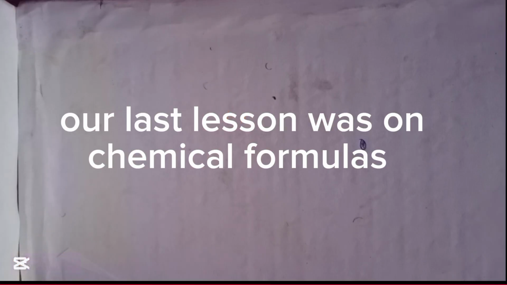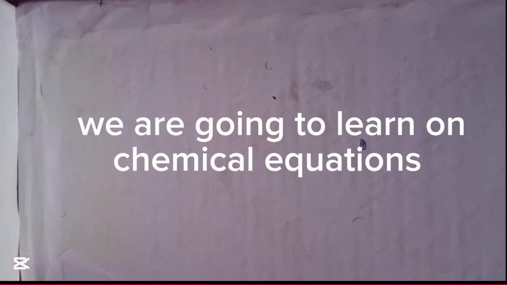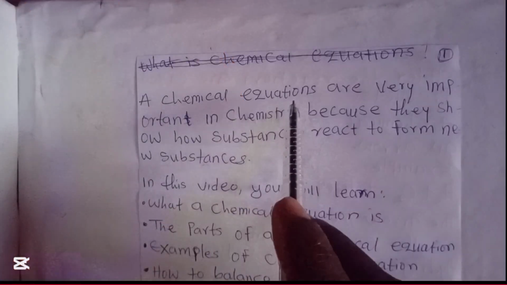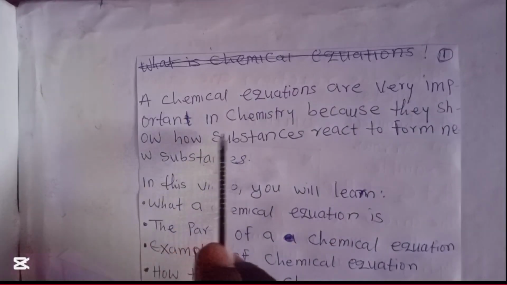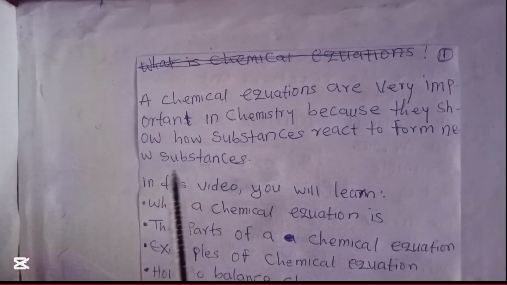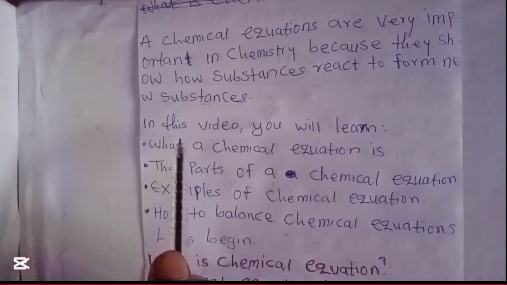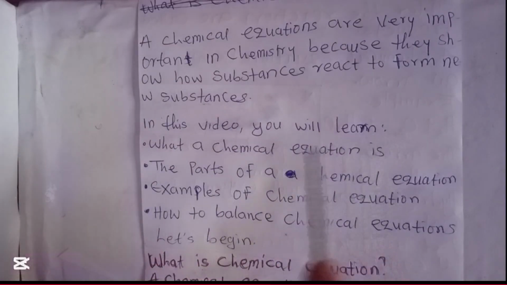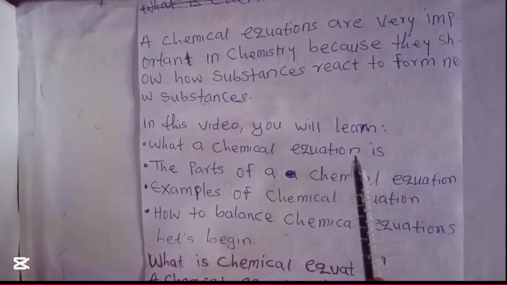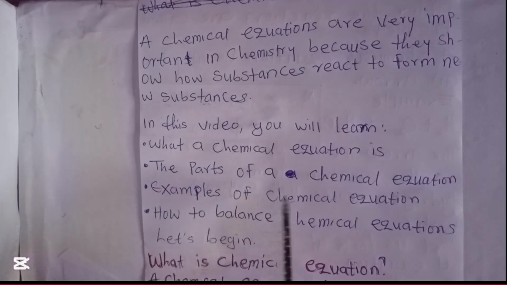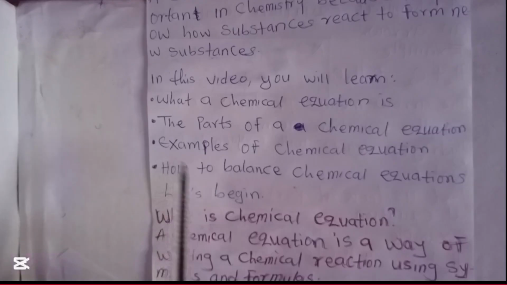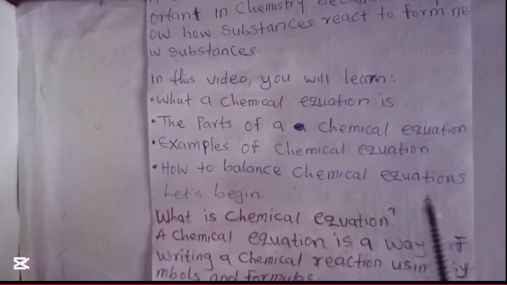In the last lesson, we talked about chemical formulas. Today, we will learn about chemical equations. Chemical equations are very important in chemistry because they show how substances react to form new substances. In this video, you will learn what a chemical equation is, the parts of a chemical equation, examples of chemical equations, and lastly, how to balance chemical equations.